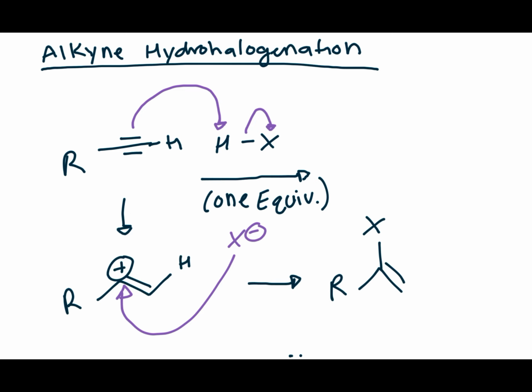Okay, so I moved to a new page because we ran out of space. But let me go back here to show that this was one equivalent. So technically we would be done here and the reaction would stop here. But we can show what this would look like if there were two equivalents, because now this is an alkene, so the reaction can keep going.